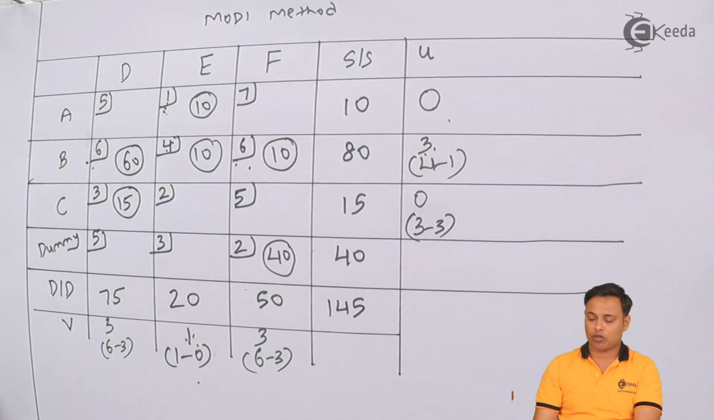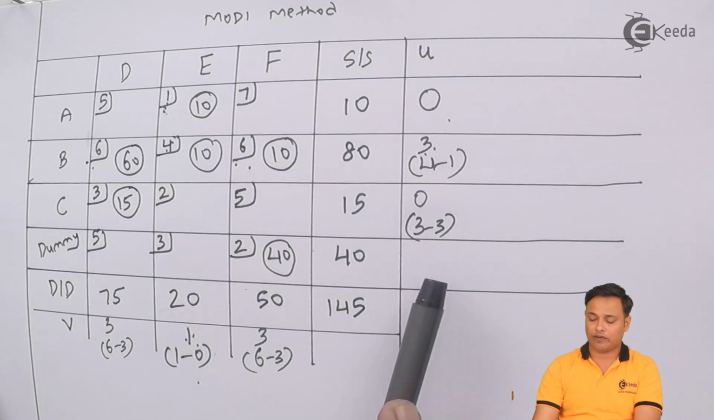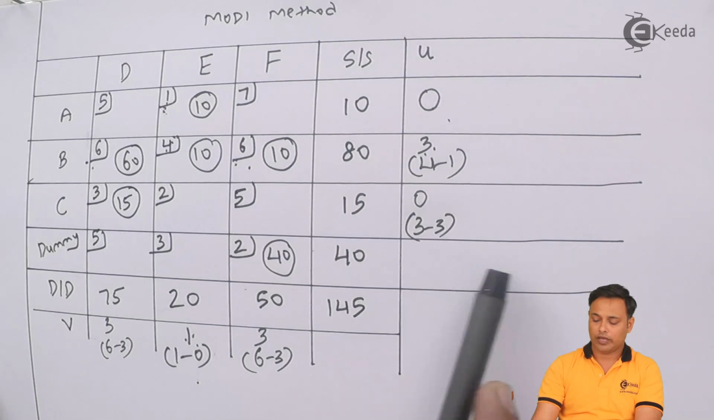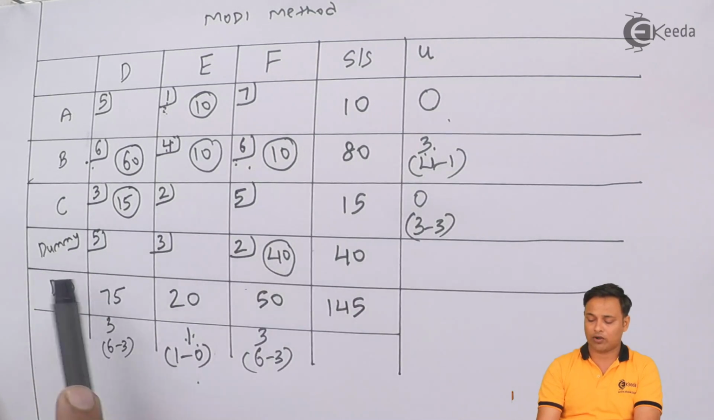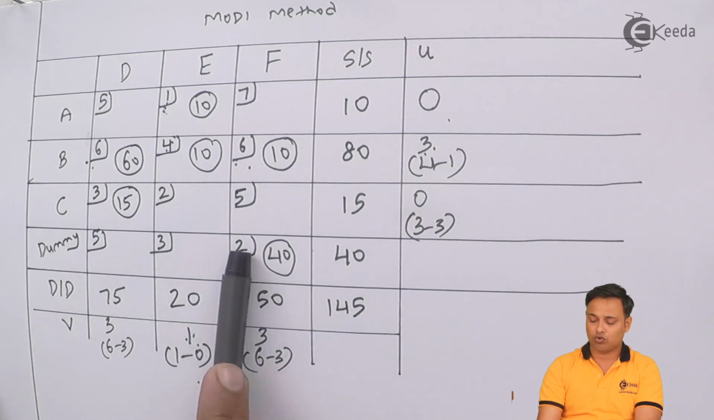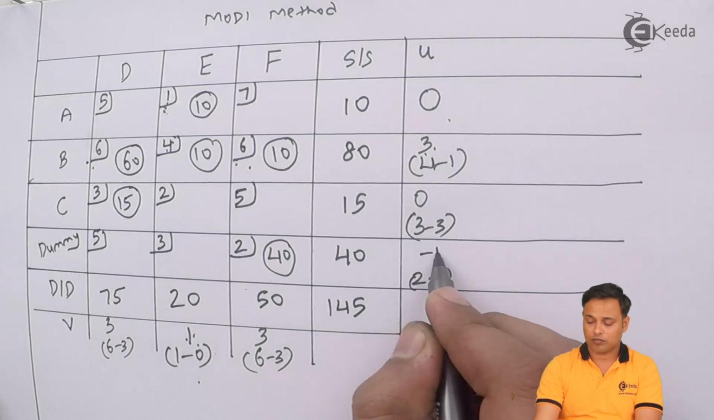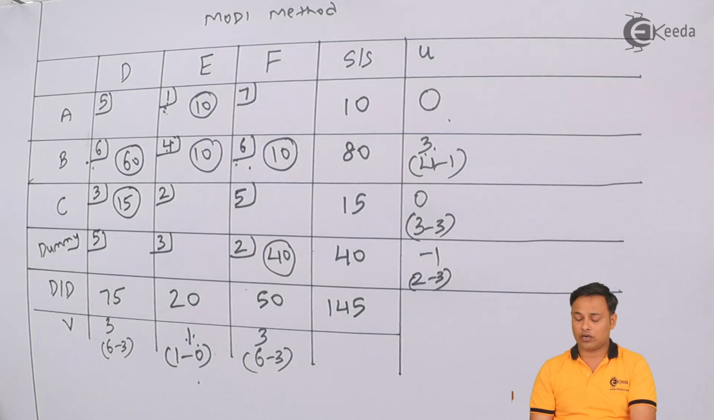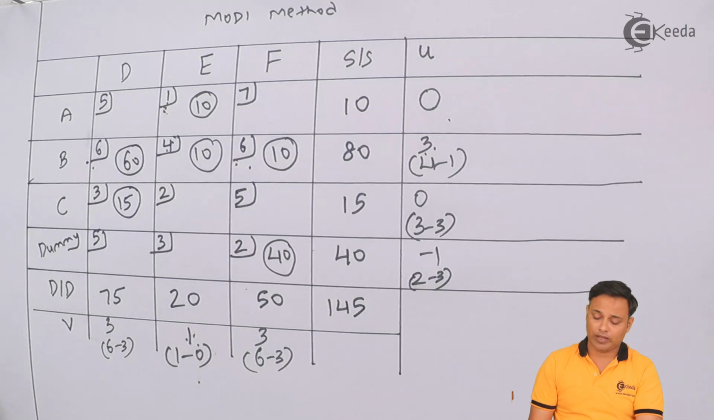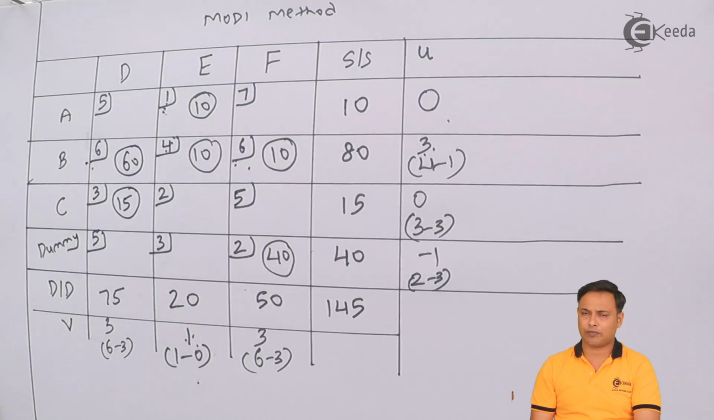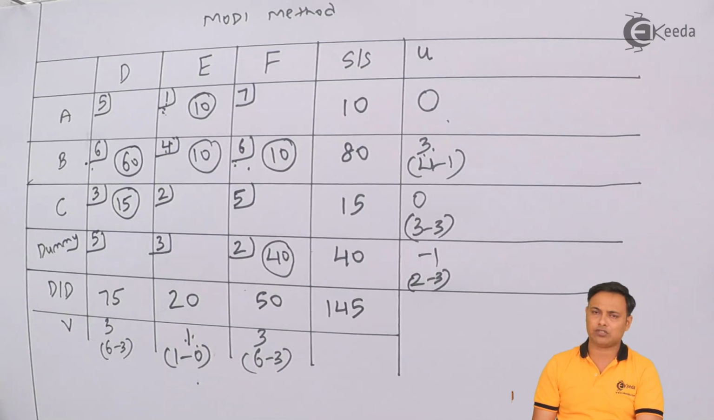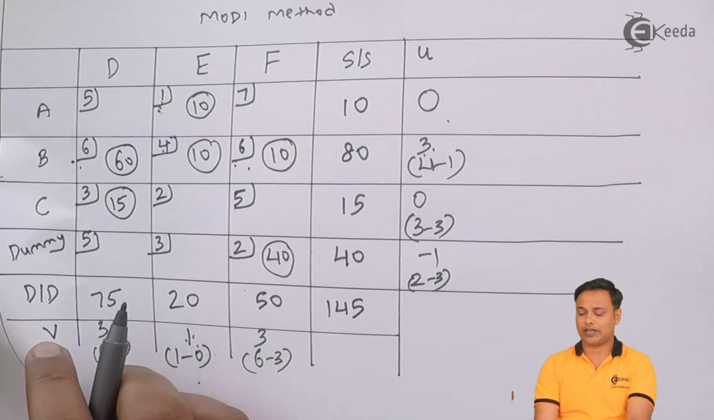So I have one more row where I have to find out the value of U. In this particular row I have got an occupied cell here. So 2 minus 3 is minus 1. So we have got the U and the V values, and now we are supposed to calculate the delta values for unoccupied cells. So let's calculate the delta values for unoccupied cells.